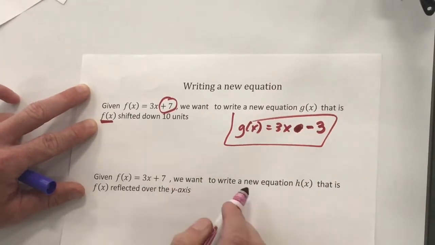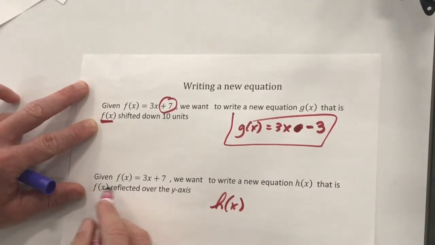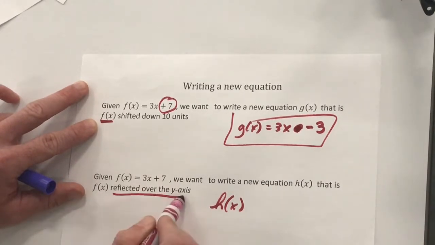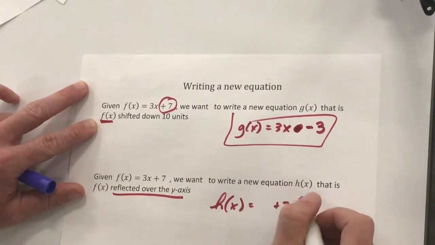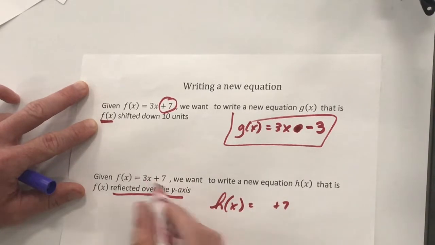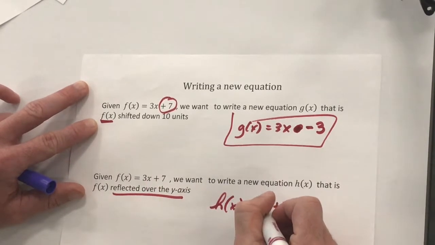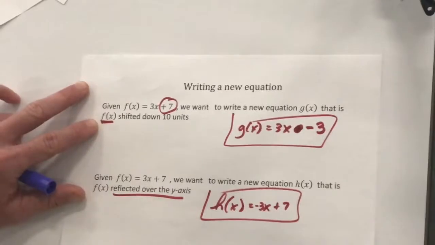We have this original function, and we want to write a new function h of x that's f of x reflected over the y-axis. The positive 7, the y-intercept, is going to stay the same. The main thing that's going to change is the slope. Instead of 3x, it's going to be negative 3x, showing that it's been reflected across the y-axis.